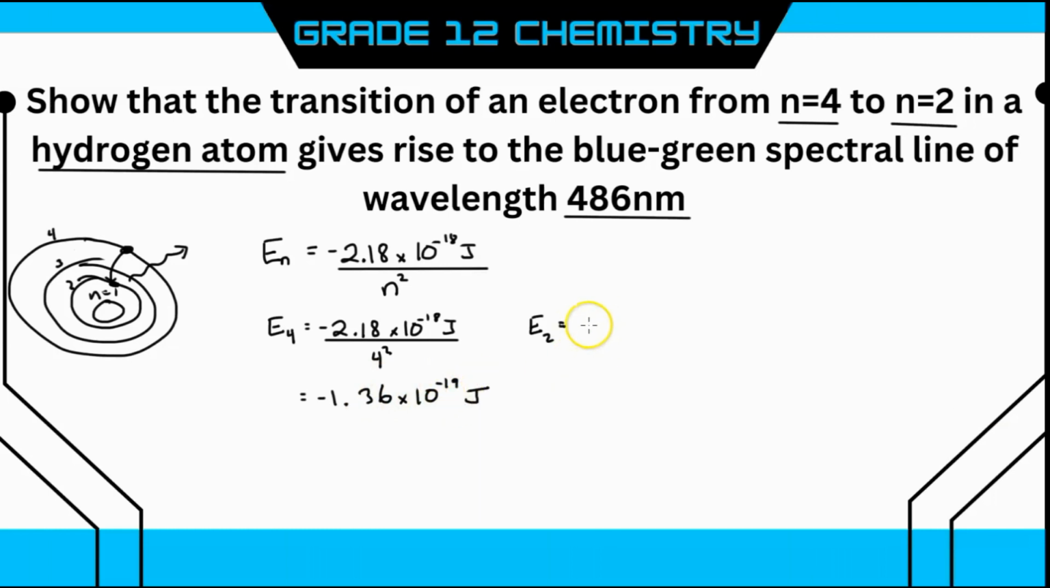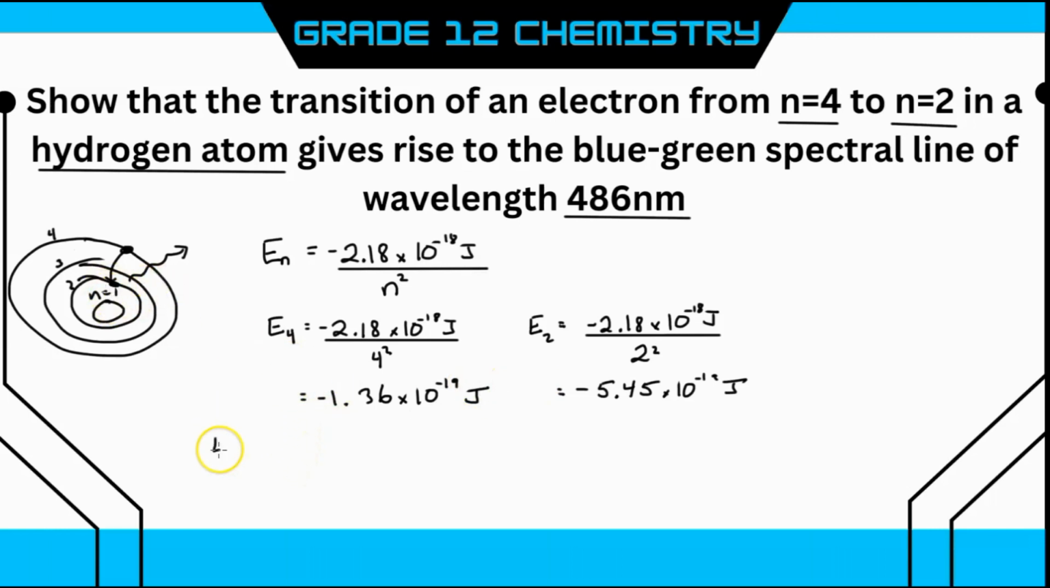So let's do the same for the second energy level. This time we divide by 2 squared. And that gives us minus 5.45 times 10 to the minus 19 joules. Alright, so let's find the difference. When you find the difference, it's always final minus initial.